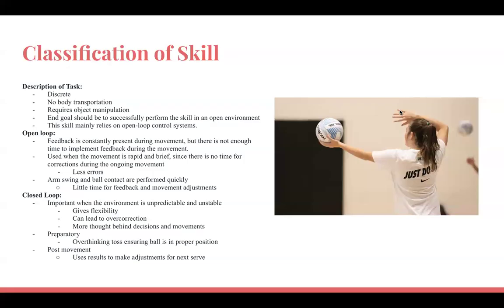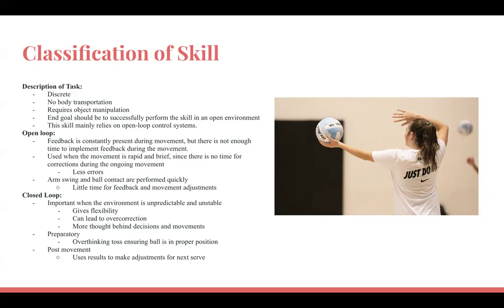Classification of the skill. The overhand volleyball serve can be classified using several skill classification systems. First, the serve is a discrete skill because it has a clear beginning, which is the toss, and a clear ending, which is the follow through after ball contact. Second, the skill does not require body transportation. The learner stays in one spot while performing the movement.